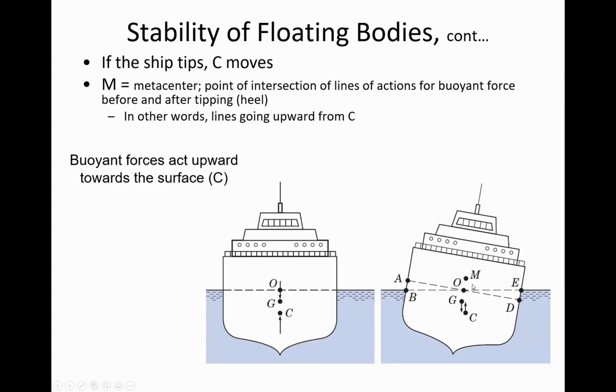So if we tipped the boat over even a little bit more, what does that look like? Maybe 10 degrees or something. If it tipped over 35 degrees, then that would push C even further to the right, but C would still be pointing upward towards the metacenter.